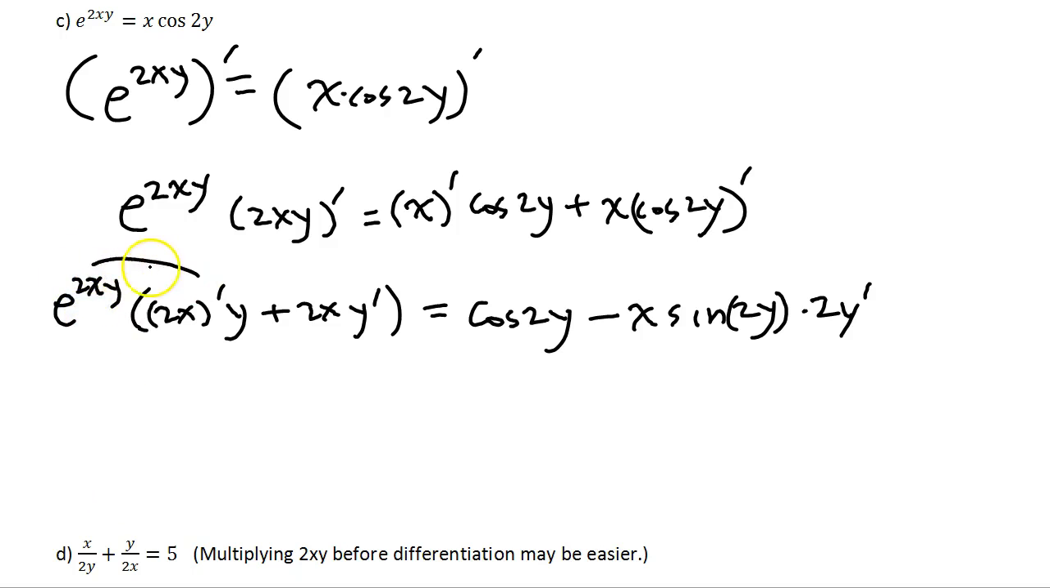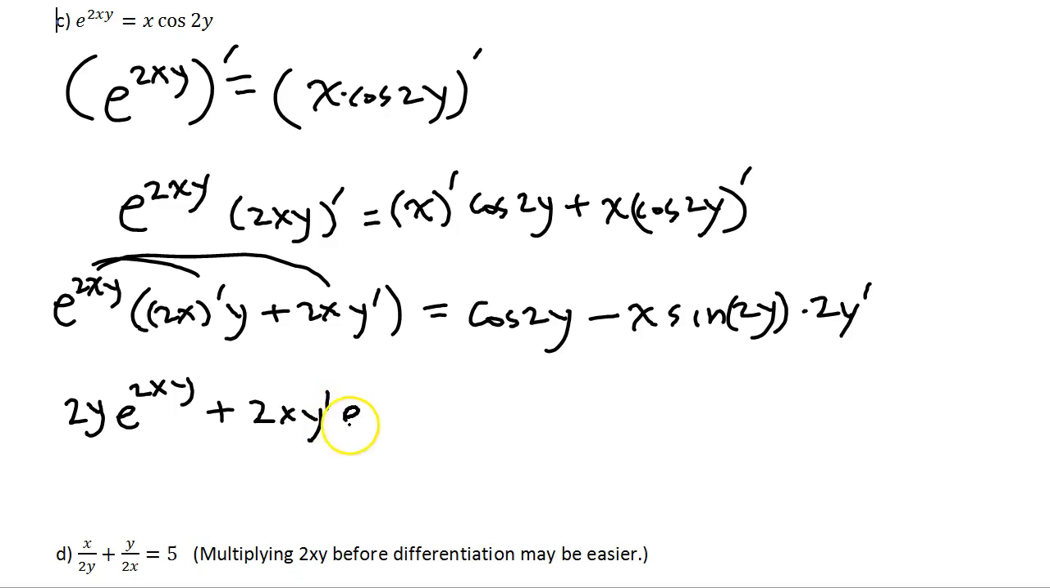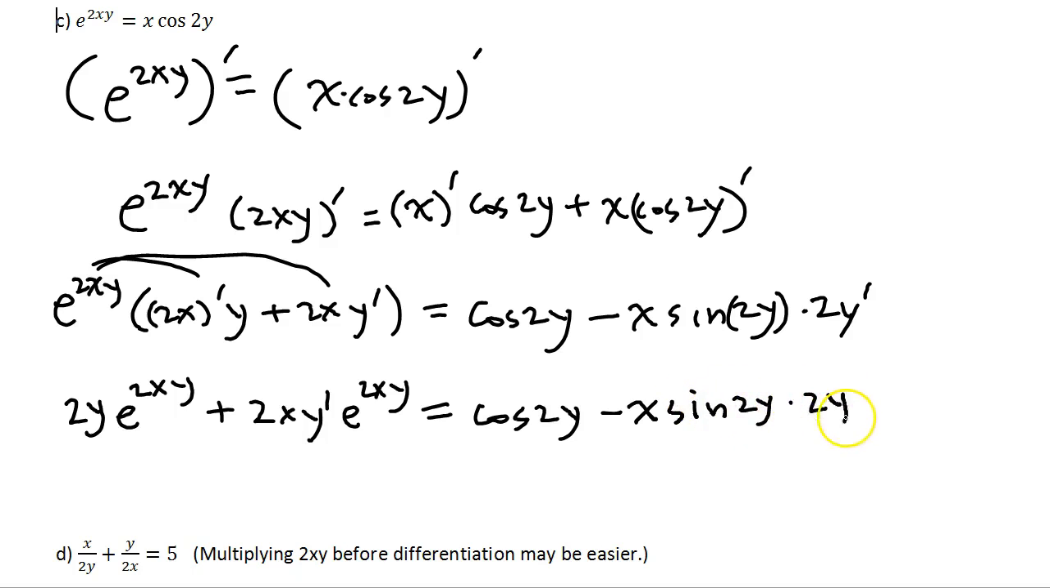Alright, let's multiply this out. Now 2x prime is 2, so it's 2y times this, so it's 2y e to the 2xy. If I multiply this with this, I get plus 2xy prime e to the 2xy equals cosine 2y, and then minus x sine 2y, and then 2y prime. Let's move this 2 here. Okay.